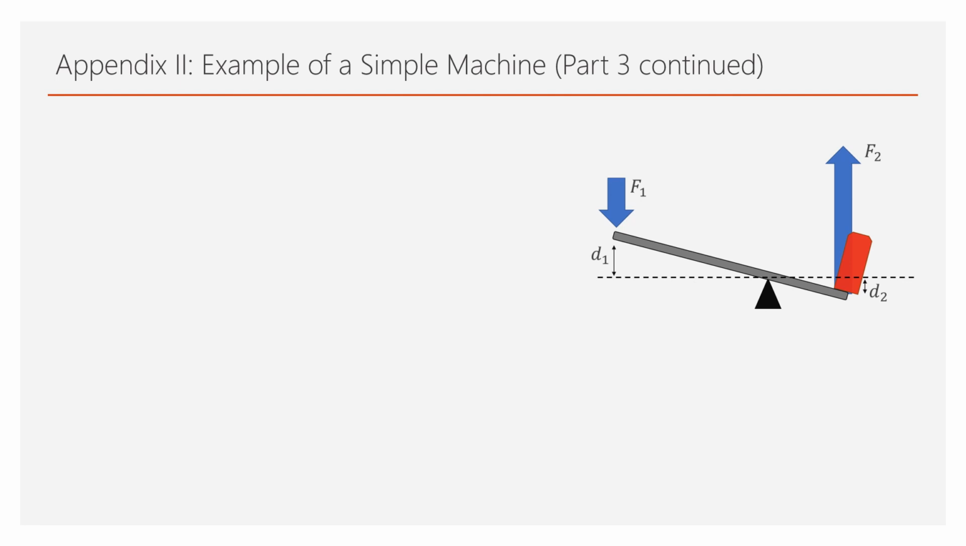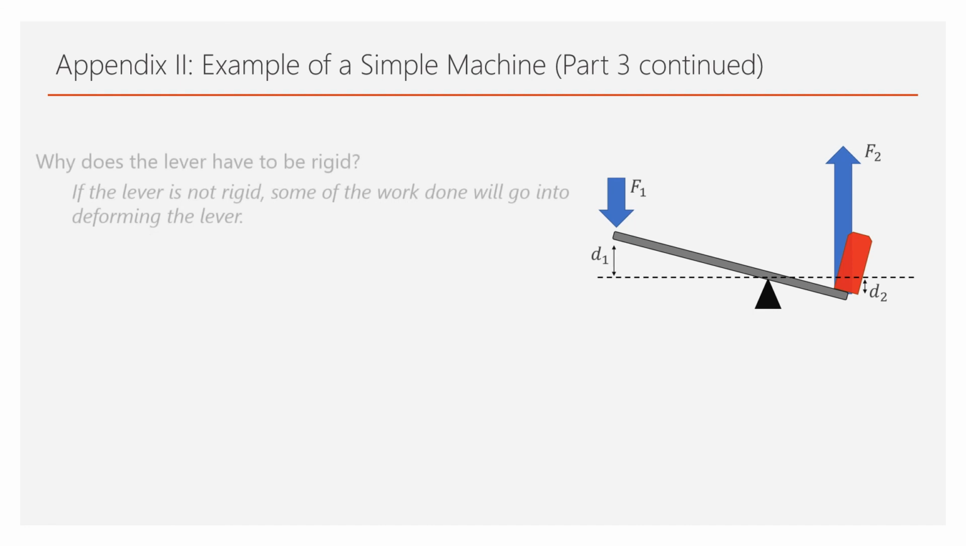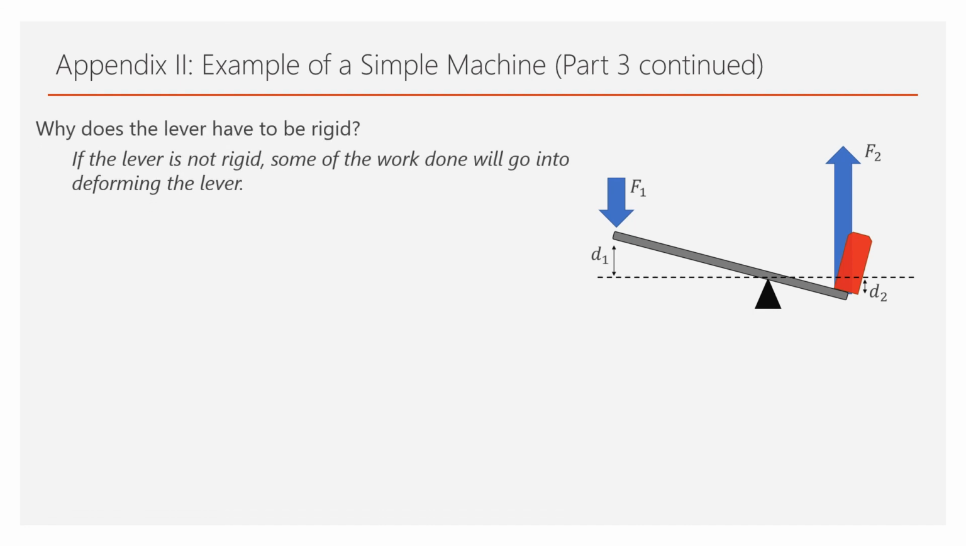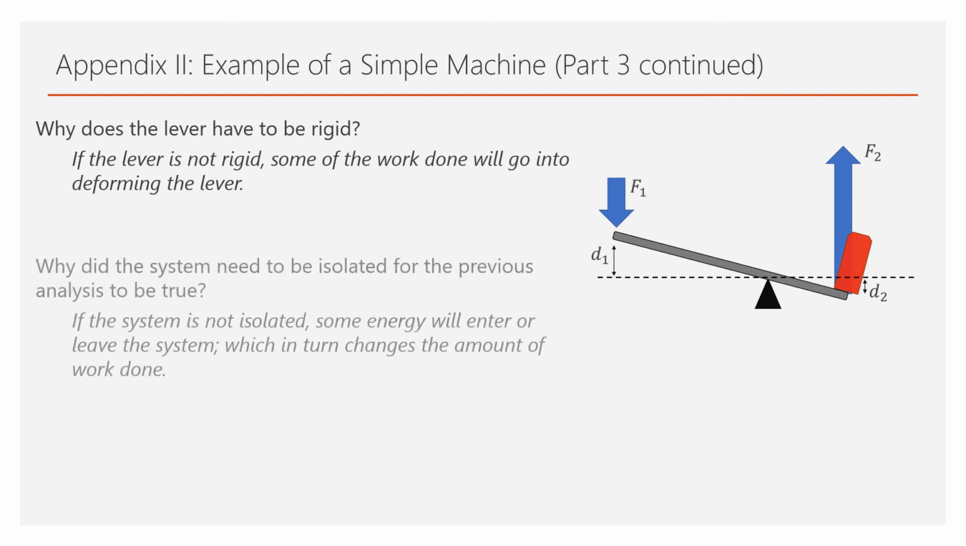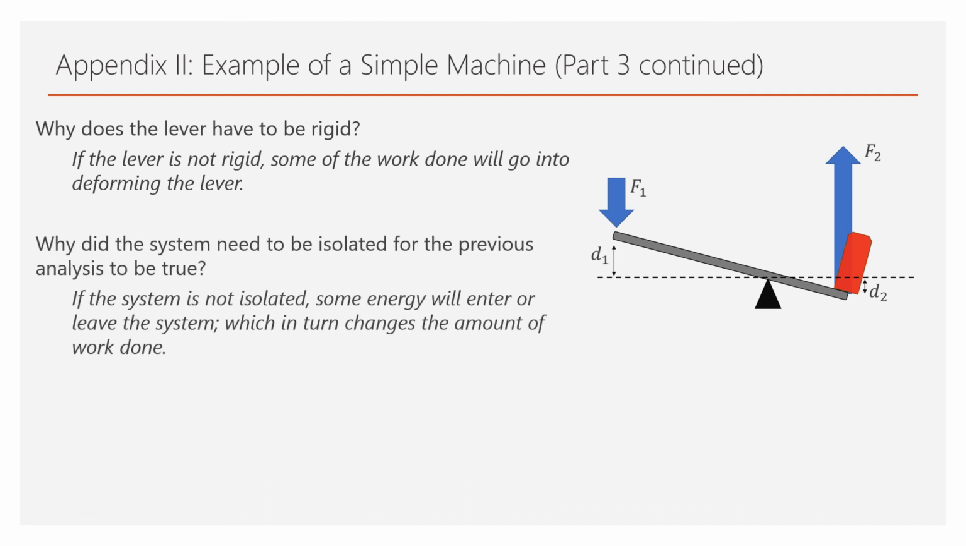Appendix 2, example of a simple machine, Part 3, continued. In Part 3, I left you with 3 questions, and I'll answer them here. Why does the lever need to be rigid? If the lever is not rigid, some of the work done will go into deforming the lever. Why did the system need to be isolated for the previous analysis to be true? If the system is not isolated, some energy will enter or leave the system, which in turn changes the amount of work done.